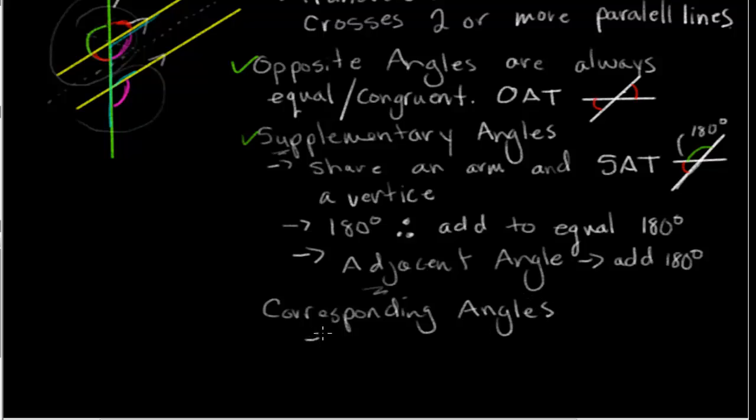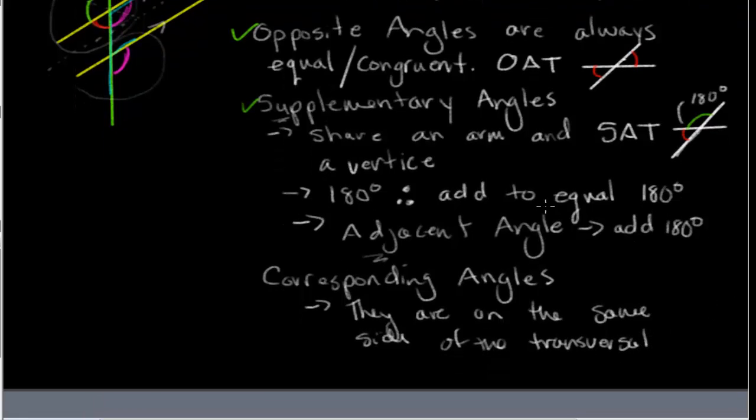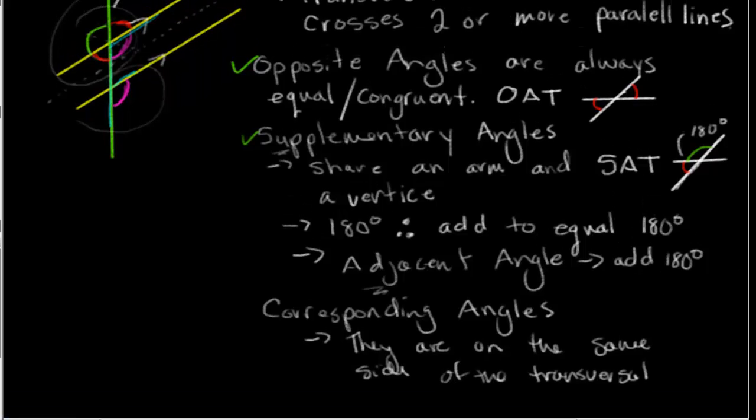Okay, and we describe them as they're on the same side of the transversal. Notice here, the purple are on the right-hand side of the transversal. So they are on the same side of the transversal, and they're formed by two parallel lines.